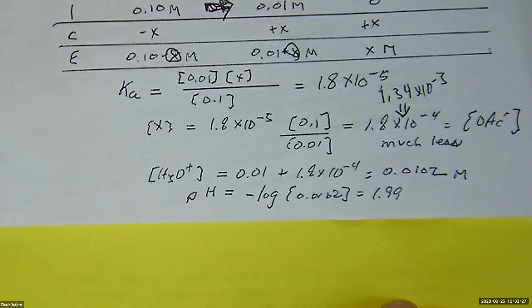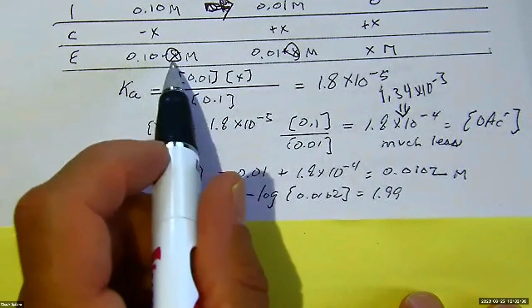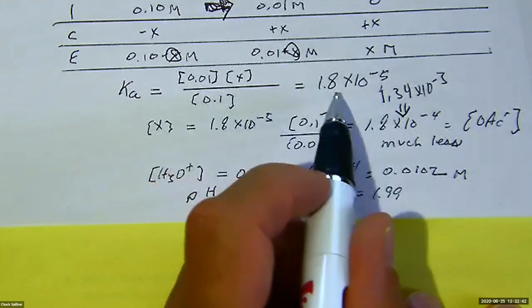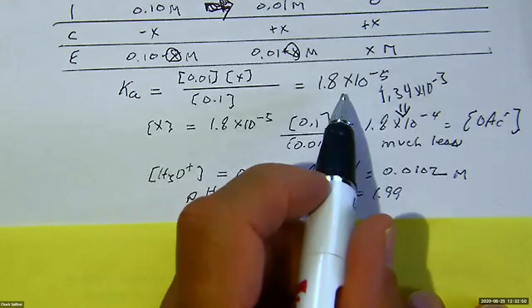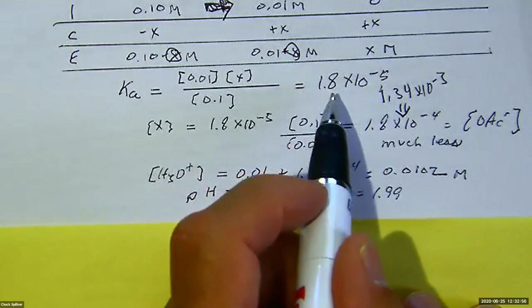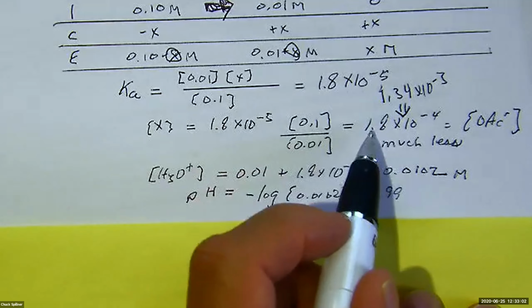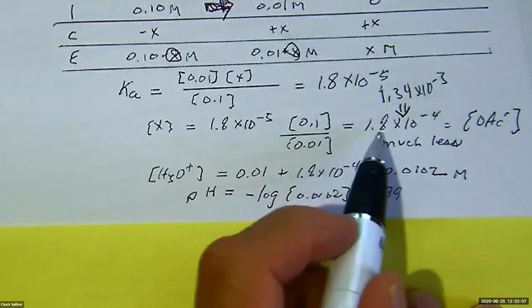But to solve it without the quadratic, there's a thing called successive approximations. So if we plug in our value of x here, 0.1 minus x, 0.01 plus x, and solve our Ka, it comes out a little bit higher than 1.8. So that means there's a little bit too much product. It means that x is a little bit too big. So we do successive approximations. You lower the x a little bit. So instead of x equal to 1.8 times 10 to the minus 4, we're going to lower it to 1.75 times 10 to the minus 4.